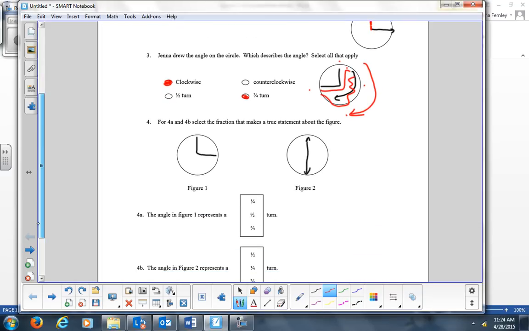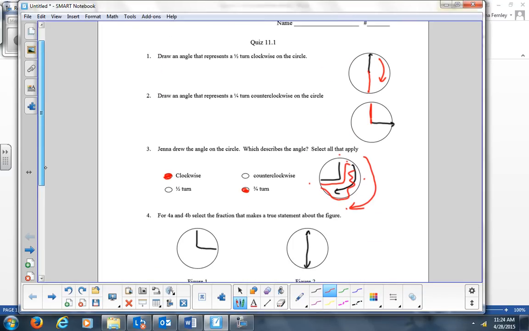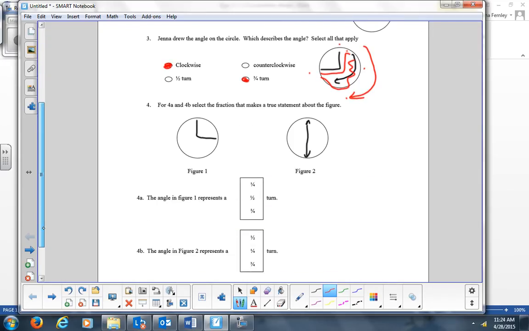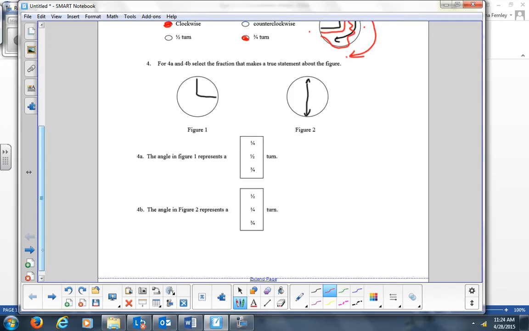All right, number 4. Any questions on those before I move down? Okay. Number 4. For A and B, select the fraction that makes a true statement about the figure. So figure 1, the angle in figure 1 represents A. Is this a quarter turn, a half turn, or 3/4 turn? Elise? 1/4 turn. Good. It goes from the 12 to the 3, which is only 1 turn. 1 out of 4.